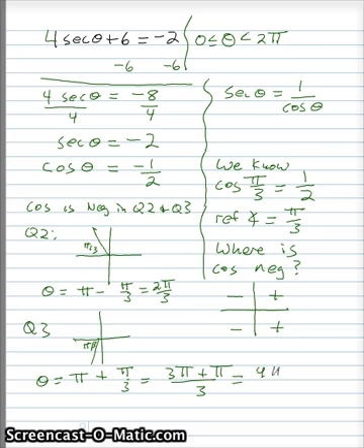So we have our two answers. We have 2 pi over 3 and we have 4 pi over 3. Those are the only answers between 0 and 2 pi. Again, there are infinitely more, but those are the first two that we find between 0 and 2 pi.